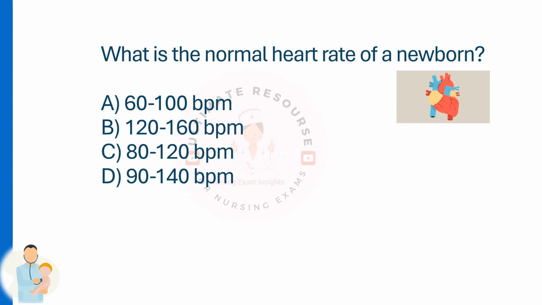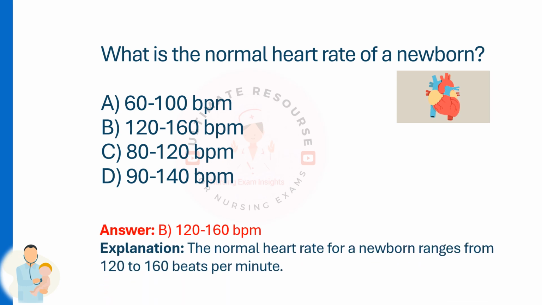What is the normal heart rate of a newborn? Options are A. 60 to 100 beats per minute, B. 120 to 160 beats per minute, C. 80 to 120 beats per minute, D. 90 to 140 beats per minute. The answer is B. 120 to 160 beats per minute. The normal heart rate of a newborn ranges from 120 to 160 beats per minute.